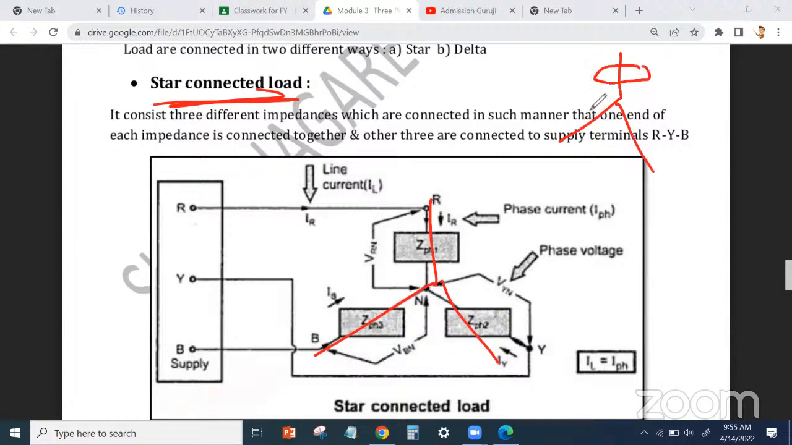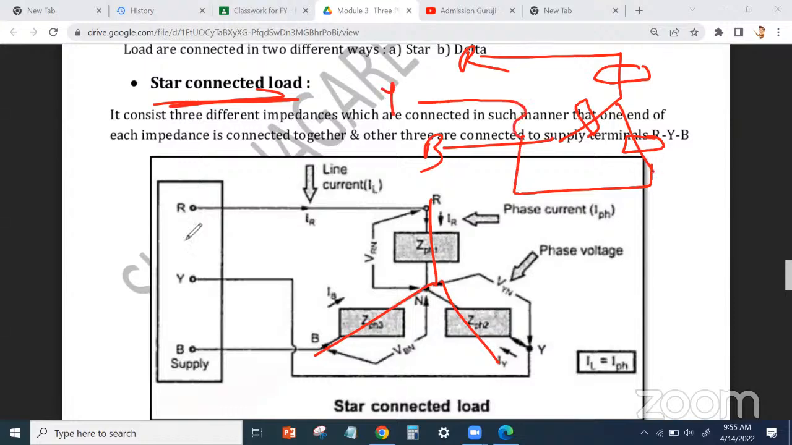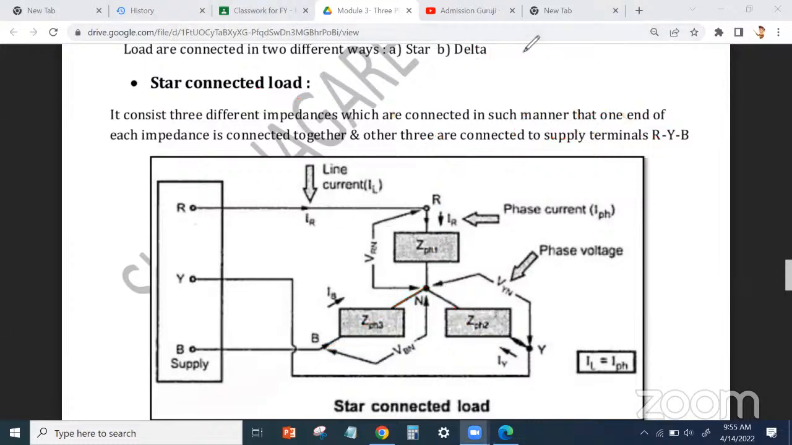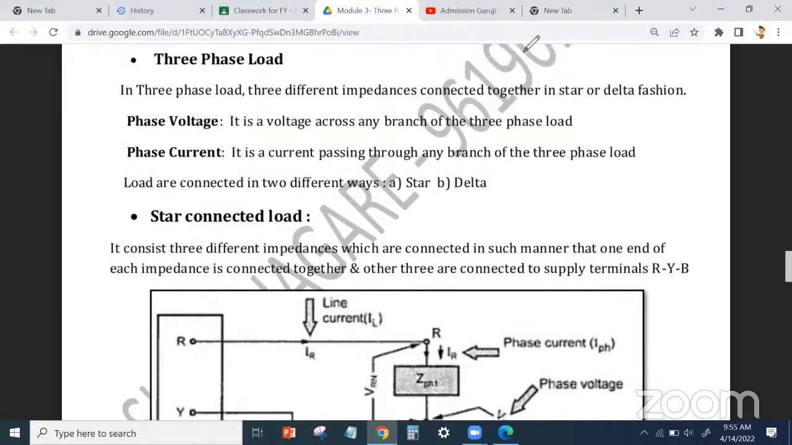Here one ZPH, here also one ZPH, and here one ZPH. That's it. Then here one connection. This is R, this is B, this is Y. Nothing else, it's done. We'll see this diagram in the next lecture, starting with that. Okay, so now just go through it.